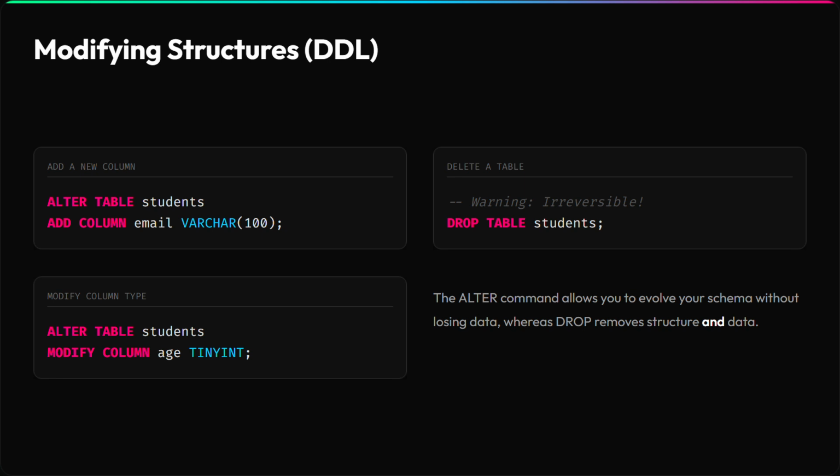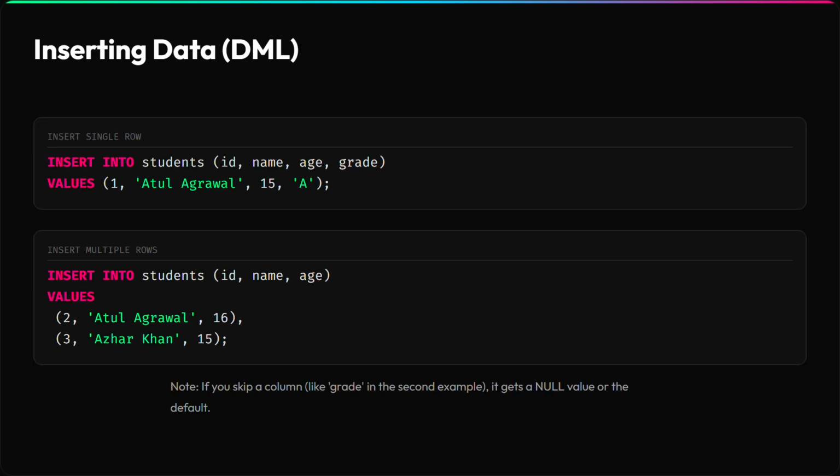Requirements change, and so must our database. The alter command allows us to add new columns or change existing ones without deleting the table. However, be very careful with the drop command. Unlike alter, drop deletes the table and all the data inside it permanently. Always use this with extreme caution.